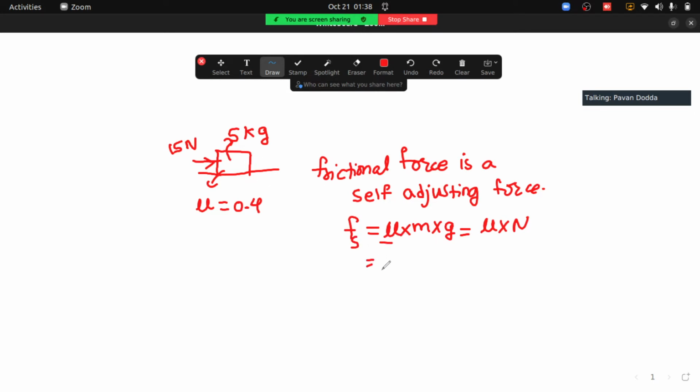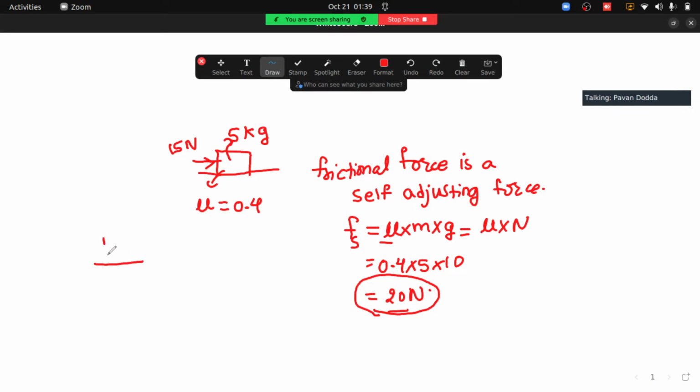Let's just substitute these values. The mu value is going to be 0.4 and mass is 5, and let's consider g to be 10. What would be this value? Exactly. So it's going to be 20 Newton. So that means the maximum frictional force it can offer is 20 Newton. So up till you are applying a force below 20 Newton, the block is not going to move.